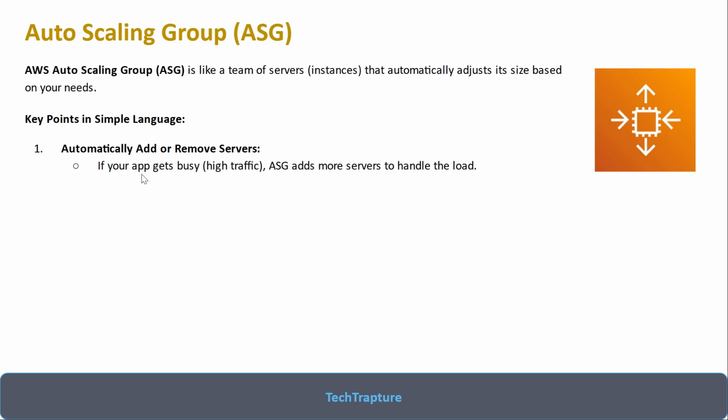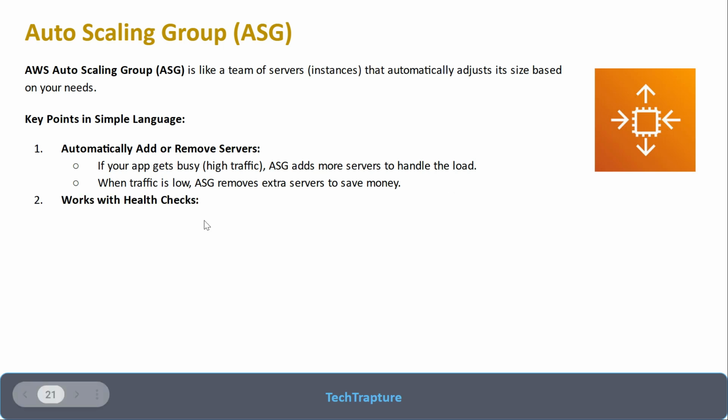As mentioned, if your app gets busy with high traffic, ASG adds more servers to handle the load. When traffic is low, ASG removes extra servers to save your cost. It also works on health checks. Now suppose your EC2 instance is running, but there is some issue in your application and the application installed on your EC2 instance is not working.